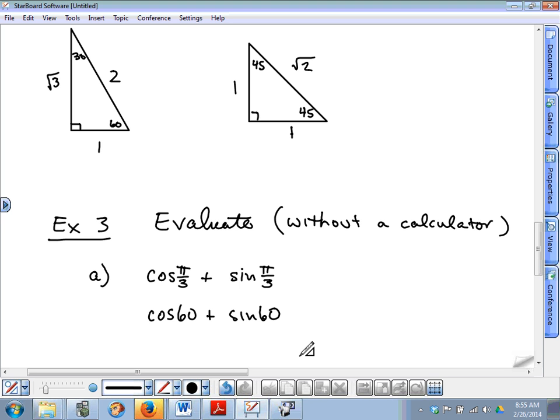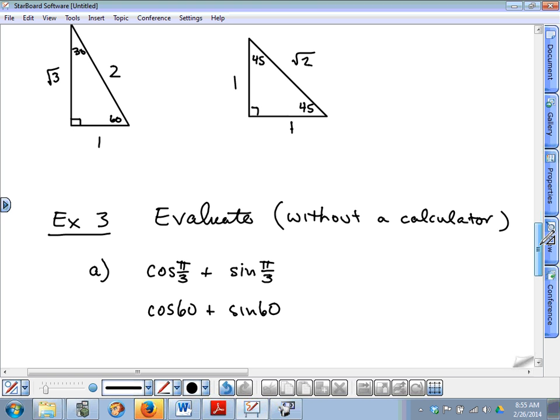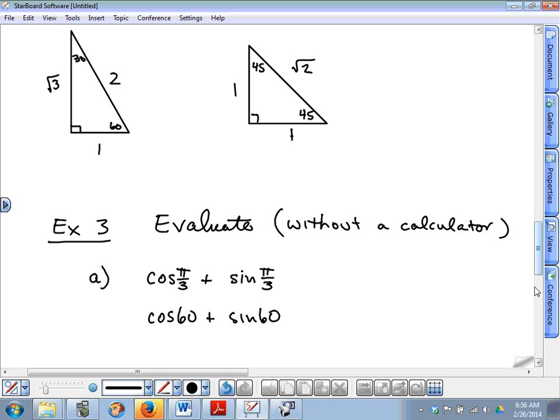So, what is the cosine of 60? One half. Yeah. Cosine is adjacent over hypotenuse. That's 1/2.